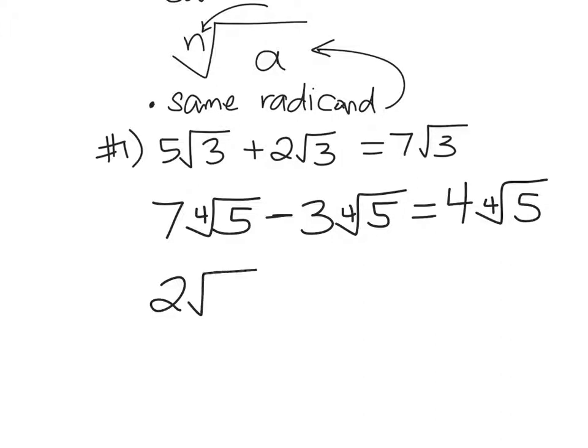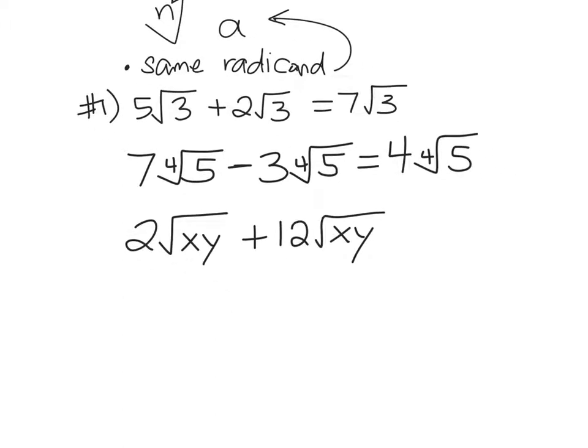I can do this. All right, 2 rad xy plus 12 rad xy. Okay, so can we combine those? Sure. Yeah. They have the same radical. They're both square roots. And they have the same radicand, which is xy. And so how many rad xy's do we have? We have 14 of them. There you go.